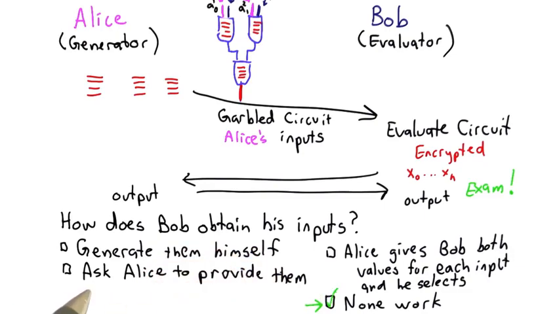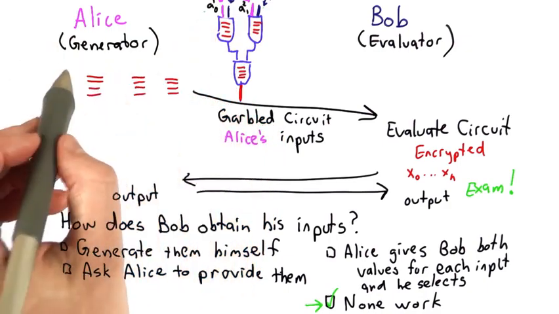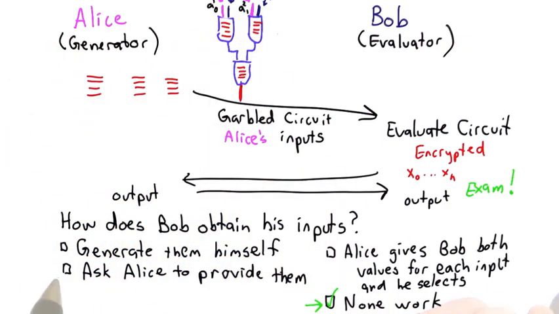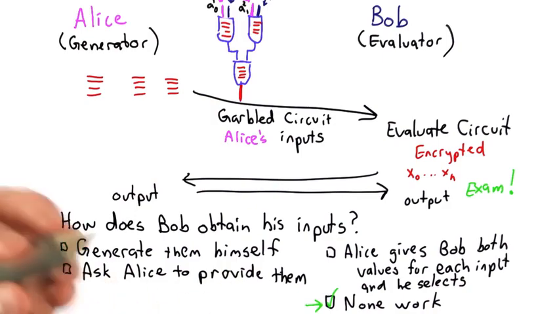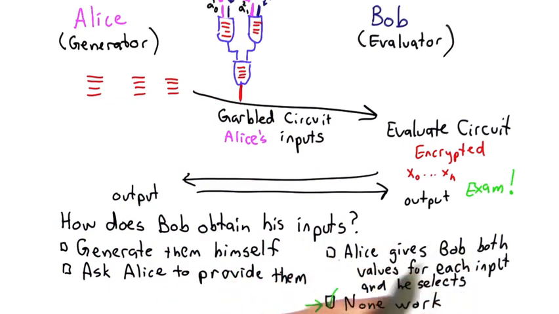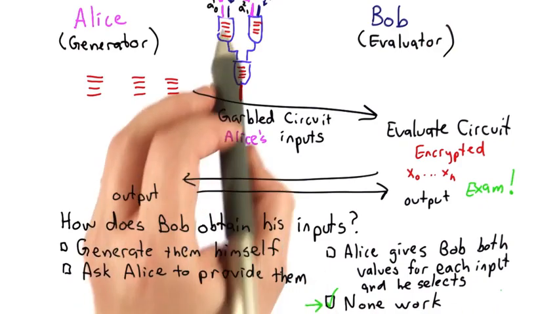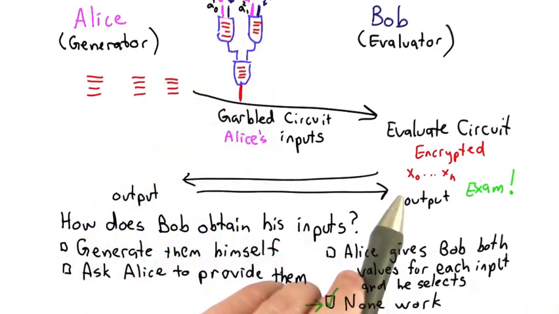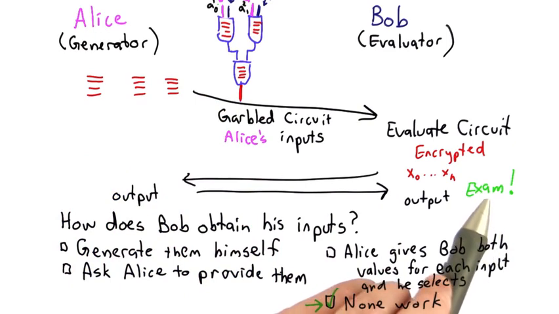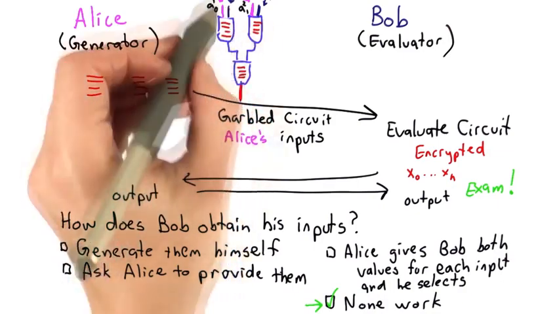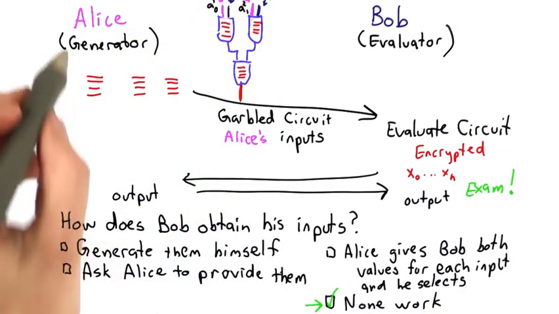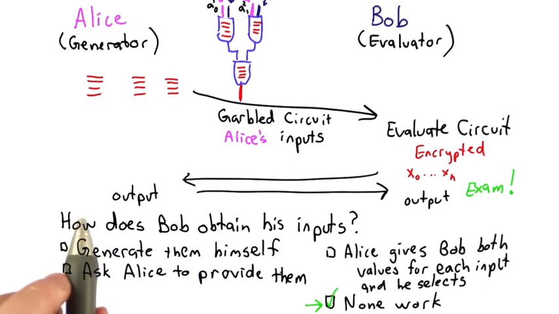The answer is none of these work. He couldn't generate them himself because if he generated them himself, there's no way Alice could generate these garble tables. He can't ask Alice to provide them. That would require him to reveal his input, and the whole point of this protocol is for him not to have to do that. This approach wouldn't work either. If Alice gives Bob both of the values for each input, well, then he can evaluate these gates with both of those values, and he can learn more about Alice's inputs than he should. So the answer is none of these work. We need some other solution. We need some way to enable Bob to obtain these inputs without revealing to Alice what Bob's actual values are.